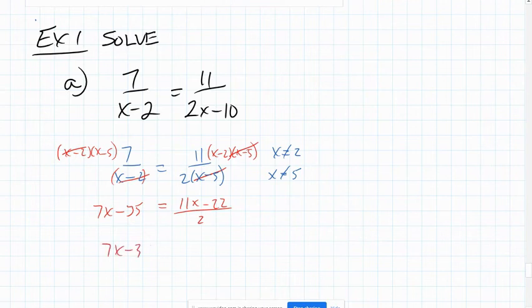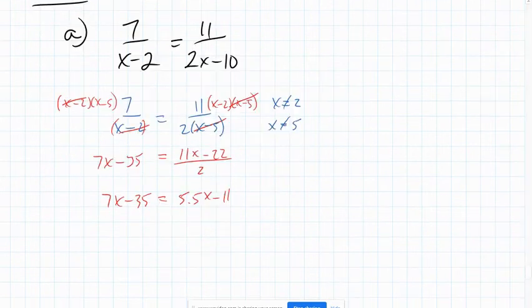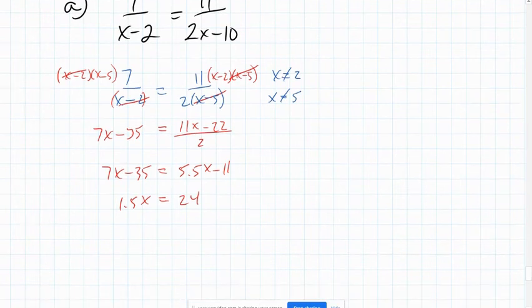So 7x minus 35 equals 5.5x minus 11. That would give us 1.5x equals 24. Divide by 1.5. x equals 16. And that is not an excluded value, so that is our solution.